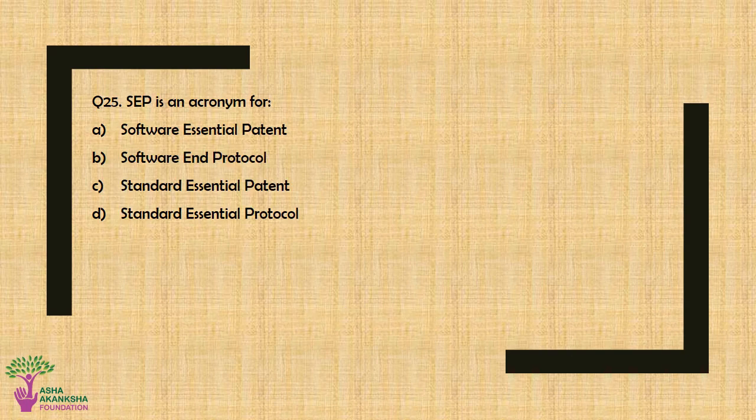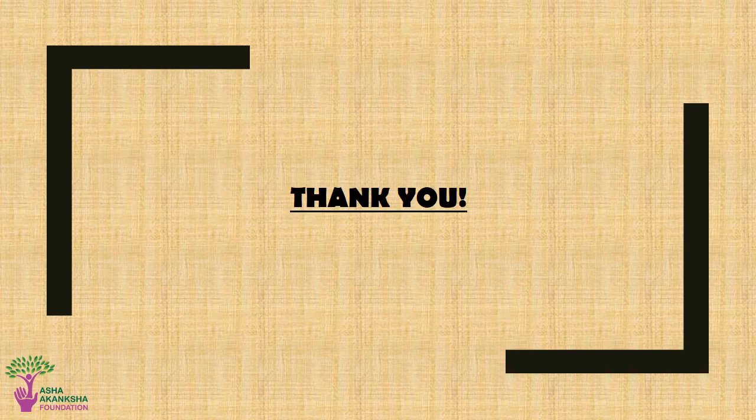Question number 25. SEP is an acronym for option A, Software Essential Patent, option B, Software End Protocol, option C, Standard Essential Patent, or option D, Standard Essential Protocol. The correct answer for this question is option C, Standard Essential Patent.